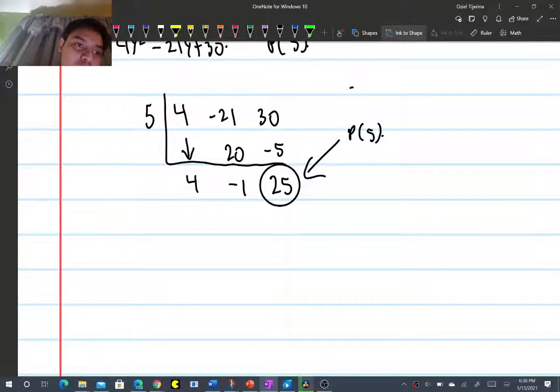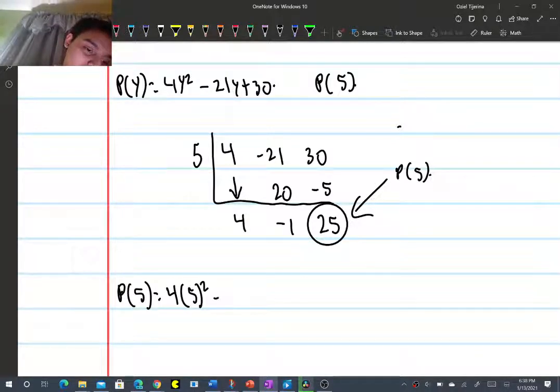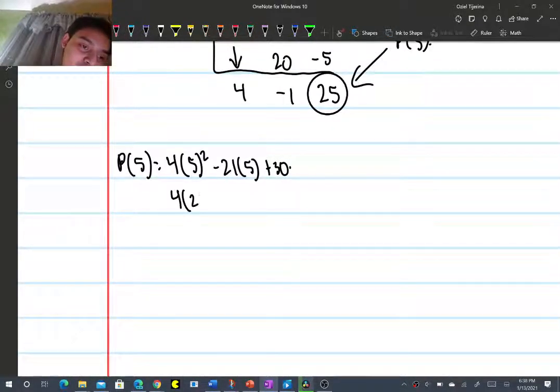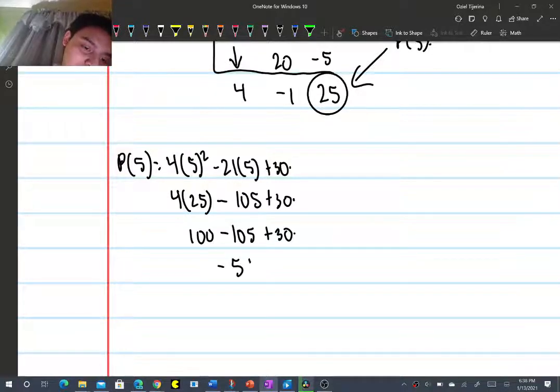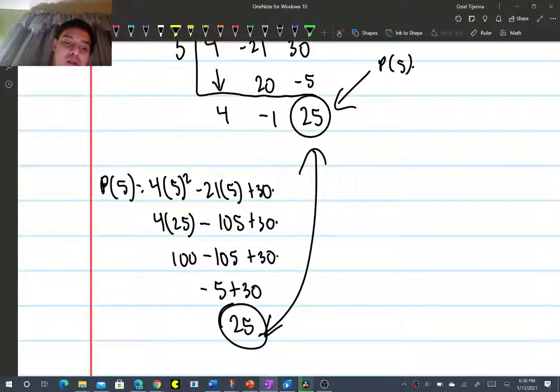And I can actually verify this by evaluating. If I say p of 5, I can say 4 times 5 squared minus 21 times 5 plus 30. This is 4 times 25 minus 105 plus 30. This is 100 minus 105 plus 30. This is -5 plus 30, so this is 25. Okay, so you see how they're both the same number.